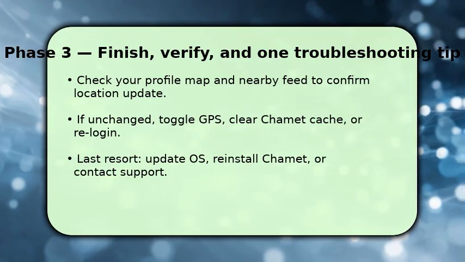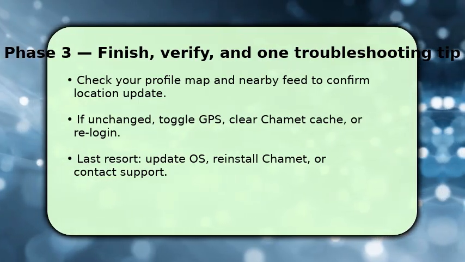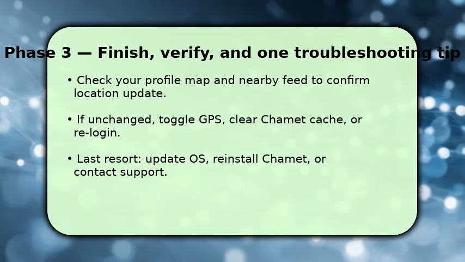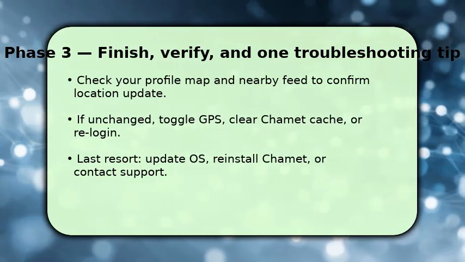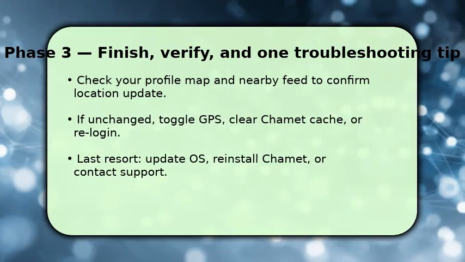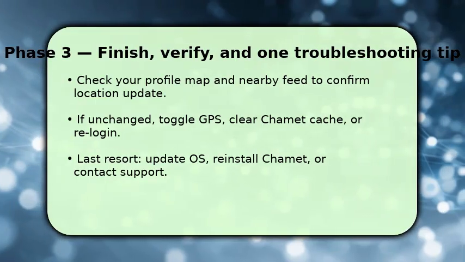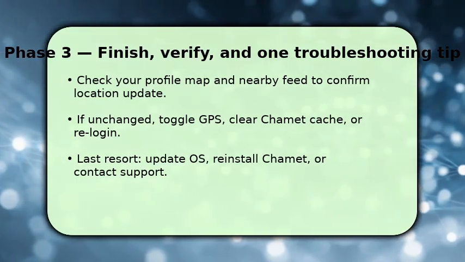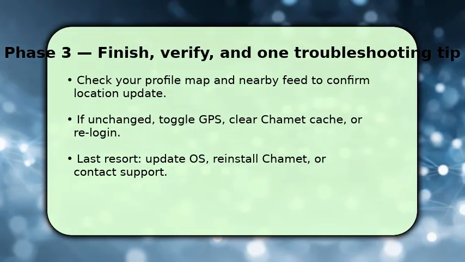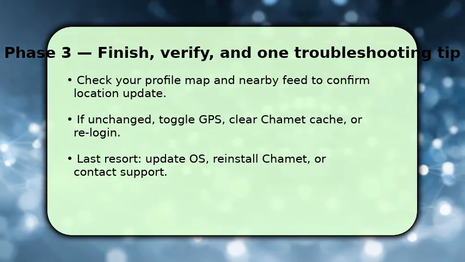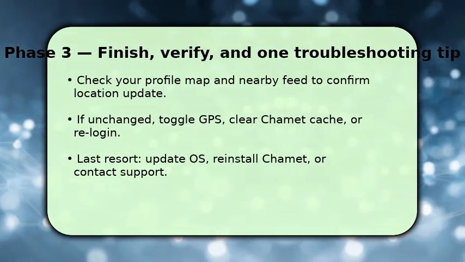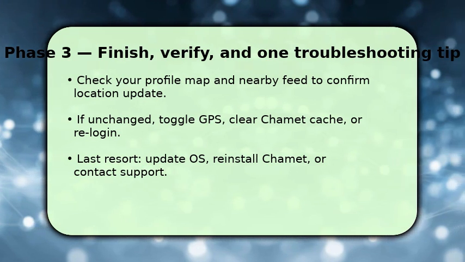If Chamet still shows the old location, toggle device GPS off and on, clear Chamet's cache and relaunch the app. This forces a fresh location request. If that fails, revoke and re-grant permissions or reinstall Chamet. Finally, if persistent errors occur, update your OS and contact Chamet support with screenshots. They can resolve server-side.